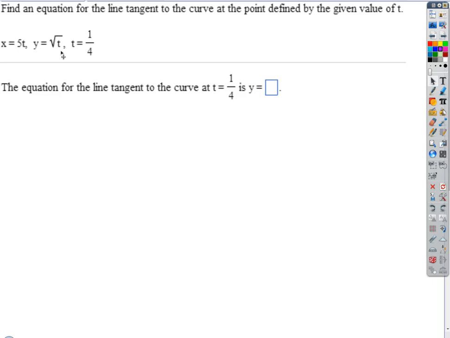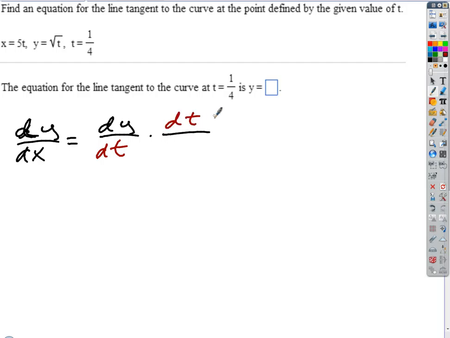We've got x's and y's written in terms of a common parameter, t. This is a system of parametric equations, is really how we describe that. So we're able to say the derivative of y with respect to x, remember, is equal to the derivative of y with respect to t times dt over dx, right?